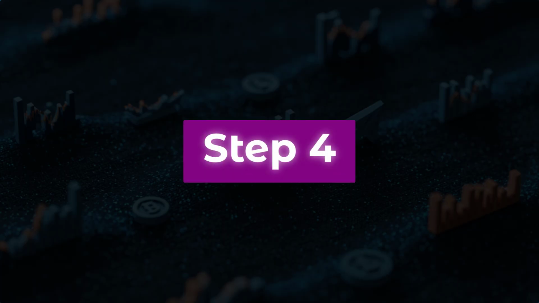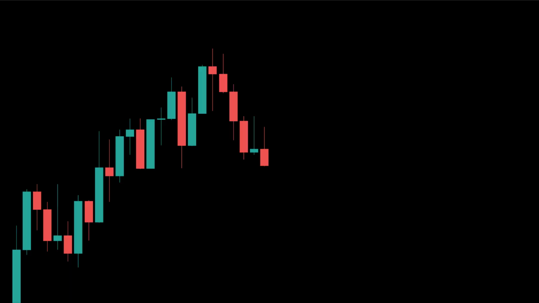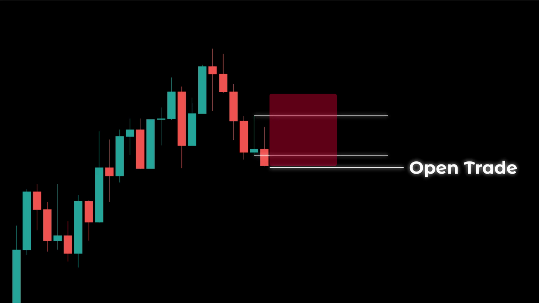Step 4. Entry, stop loss, take profit. Now it's time to execute. We enter the trade at the open of the next candle using a market order. The stop loss is placed safely outside the range box.